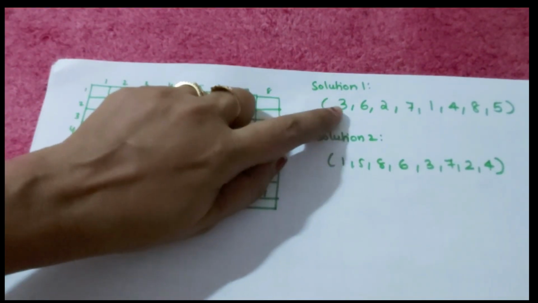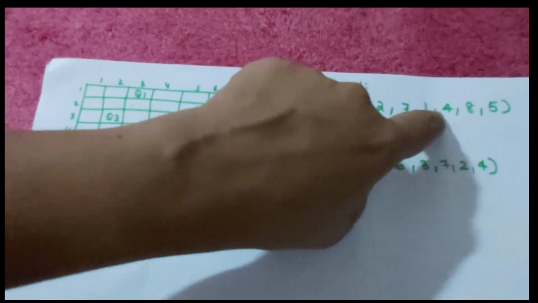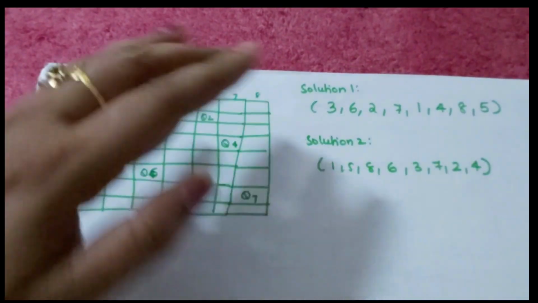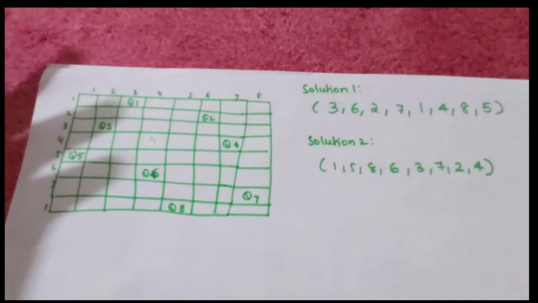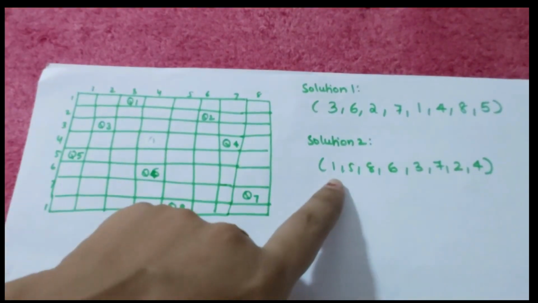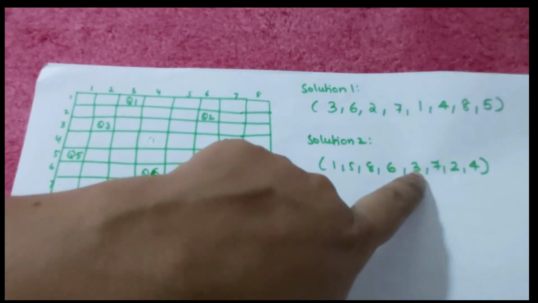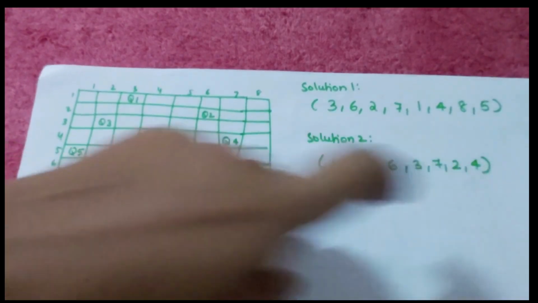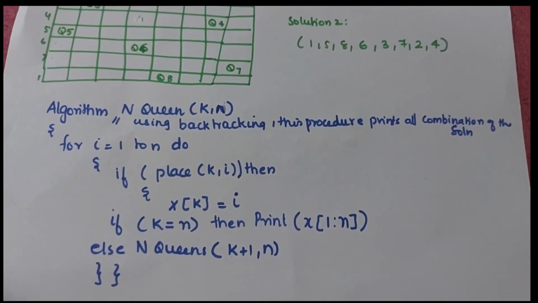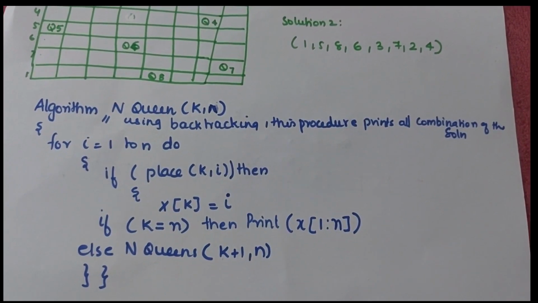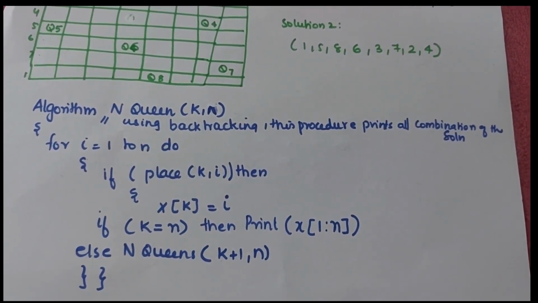So solution one can be 3627148, and there can be one more solution. There can be more solutions for this. So that can be 1586372.